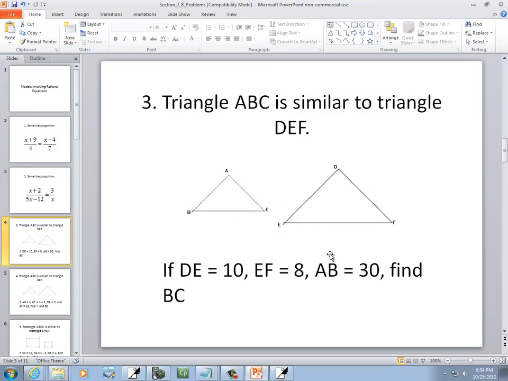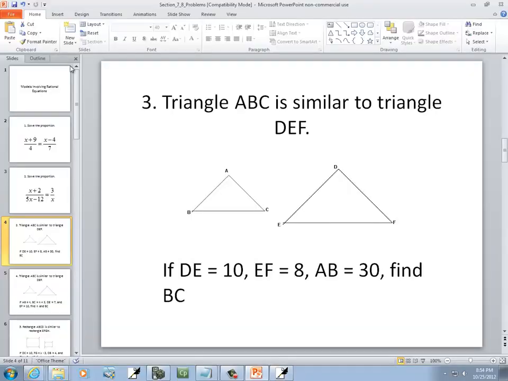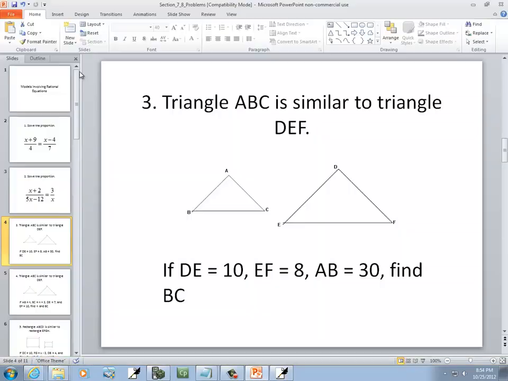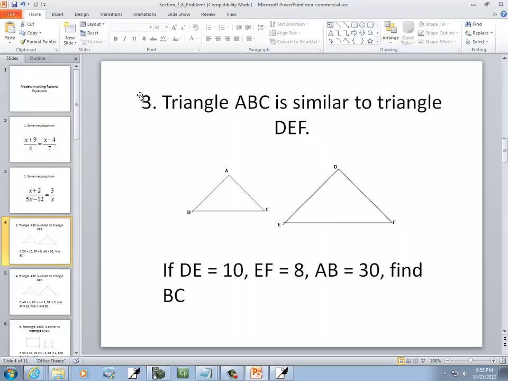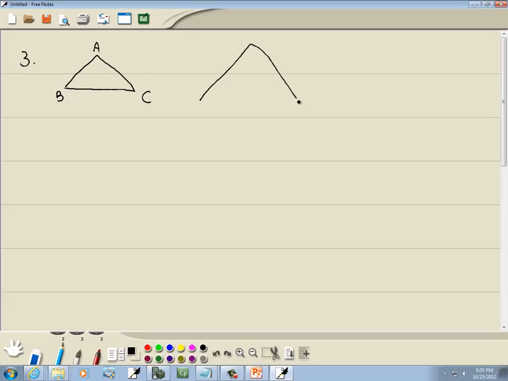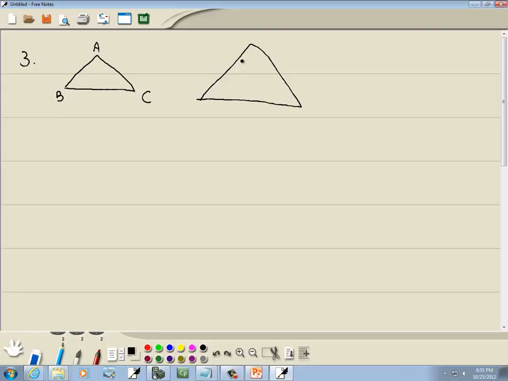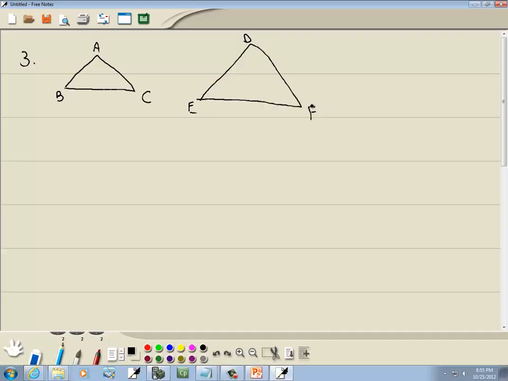Okay, now let's look at similar triangles. Actually, it'll be similar geometric shapes here in a minute. So we've got A, B, and C. I'm not going to draw this real well, but you'll get the idea. And then we've got another triangle that's D, E, F. They tell us triangle ABC is similar to triangle DEF.